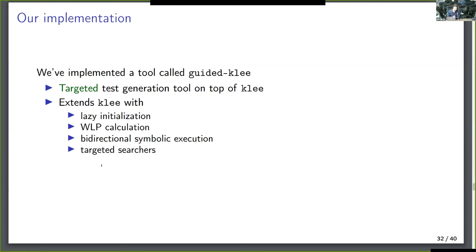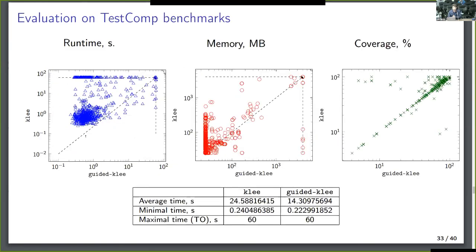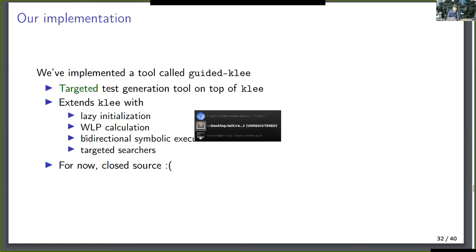We have implemented this in the tool that is called guided klee. In this tool, we have implemented our bidirectional approach with the targeted test generation mode. It extends klee with lazy initialization, with the weakest liberal precondition calculation, bidirectional symbolic execution, and those targeted searches that I've mentioned just now. But for now it is closed source, maybe it will change in the future. So let me demonstrate it in action.